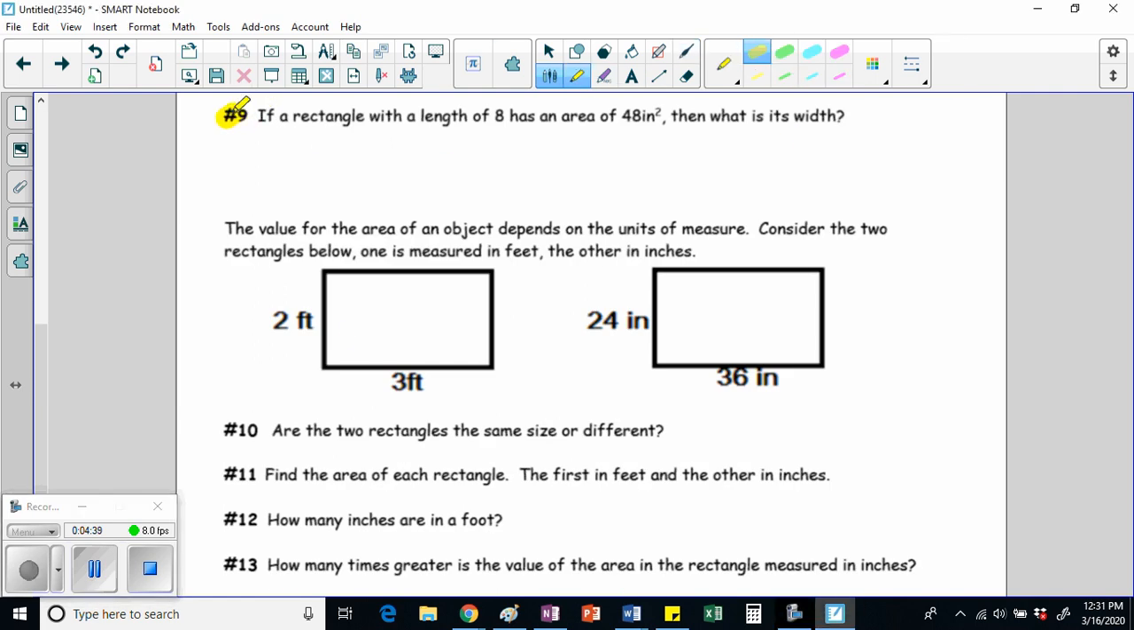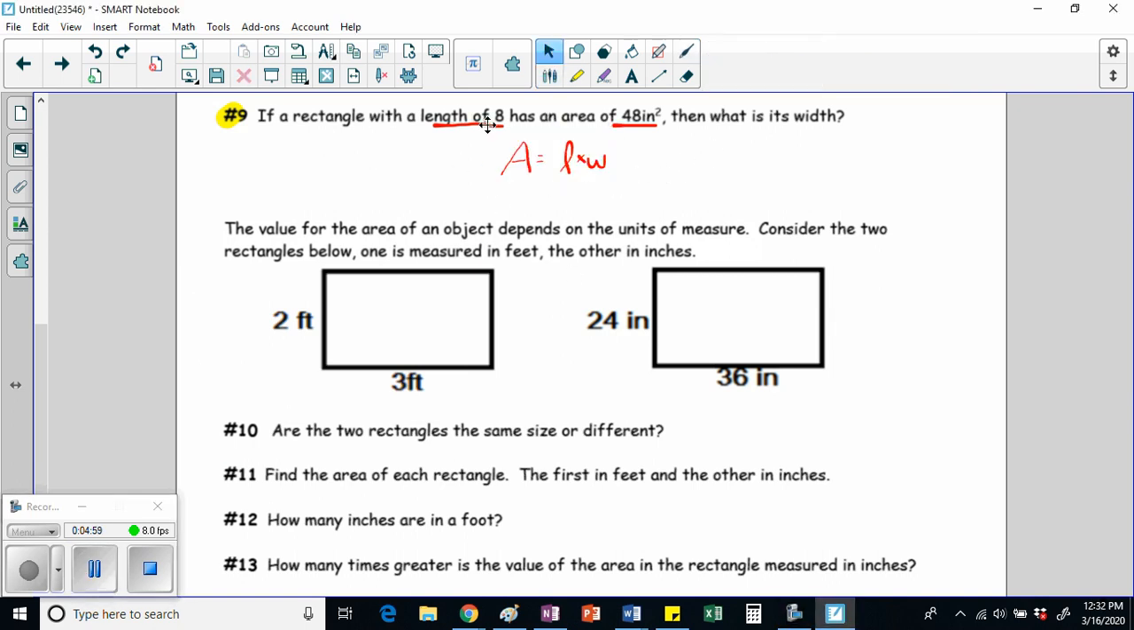For problem number 9 here. All right, this one's a backwards problem, not a particularly tough one, but we will have some harder ones. In this case, it tells us the length is 8 and the area is 48. What it's not telling us is what's the width.